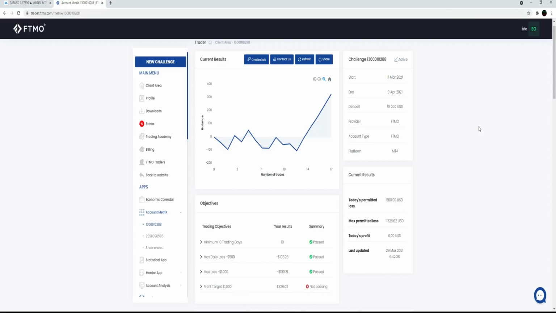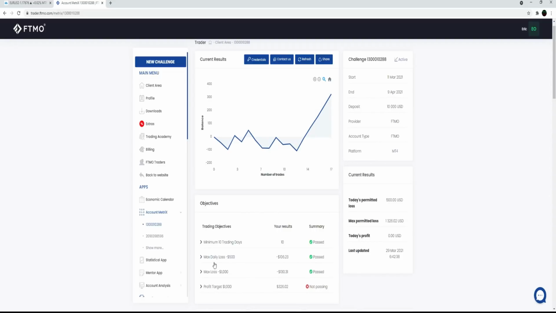All right, so just want to go quickly over the equity curve and also the trading objectives and my thoughts on those. So the account started on the 11th of March and it ends on the 9th of April. So another 10 or 11 days left. And the equity curve is looking pretty good. So just some sideways action followed by a nice winning streak. So account's doing really well, $326 in profit, 3.26% in less than 20 days. So really nice return so far.